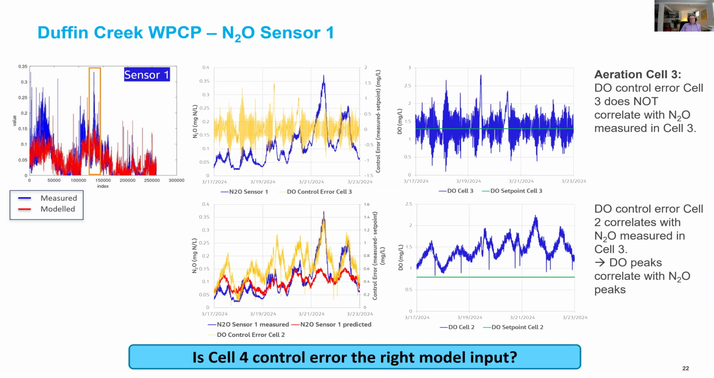There is a correlation between DO control error and N2O emissions. So now you can question, is cell 4 control error the right model input? Probably not, right? So should we feed the control error in cell 2? Yeah, we may. But that's just 6 days here. You could also argue that maybe it should be a moving average, and it's the variation of the DO which is upsetting the whole process, right? Keep in mind, N2O is an intermediate, so something was messed up in the pathway. So maybe it's the variation.